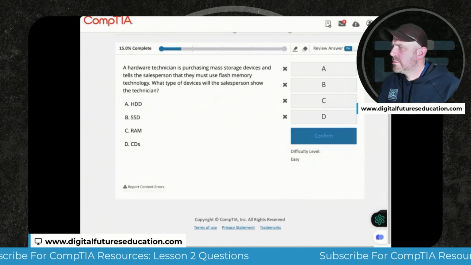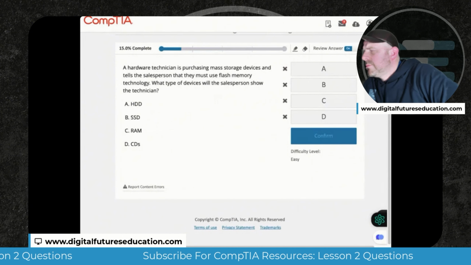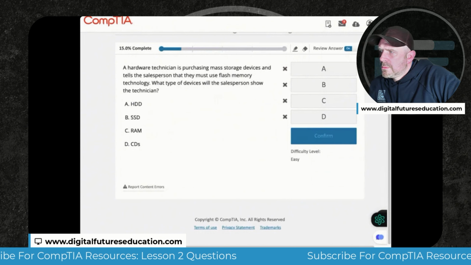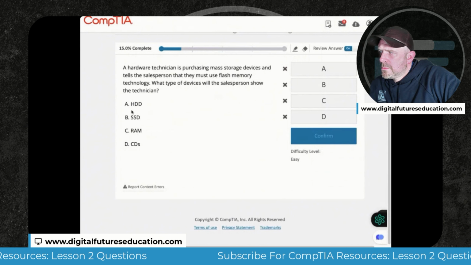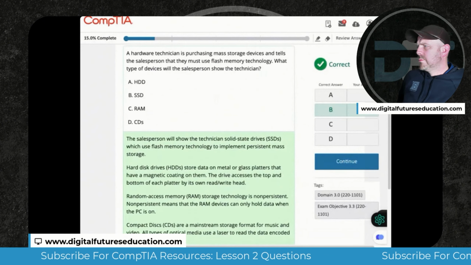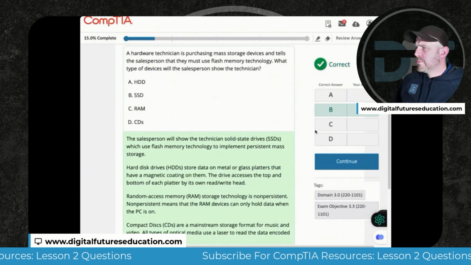A hardware technician is purchasing mass storage devices and tells a salesperson they must use flash memory technology. What type of devices will the salesperson show the technician? HDD, SSD, yes, good job. Solid state drives use flash memory, implement persistent mass storage.